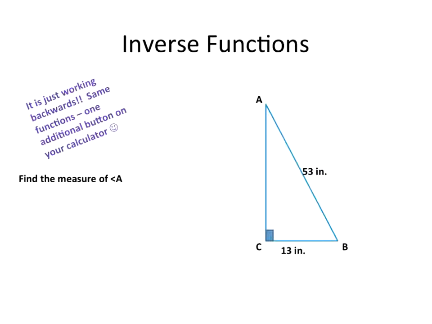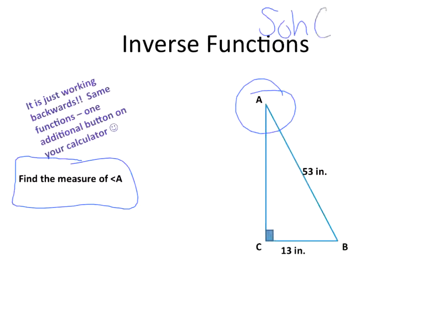Good. 47.6, yes. So this time, we're going to find the measure of A. So let's all circle A. We have to figure out what trig function to use. How do I know I can use SOHCAHTOA? Because it is a right triangle. So SOHCAHTOA.